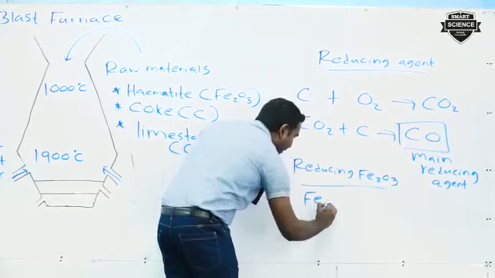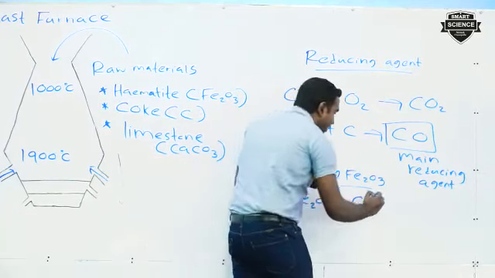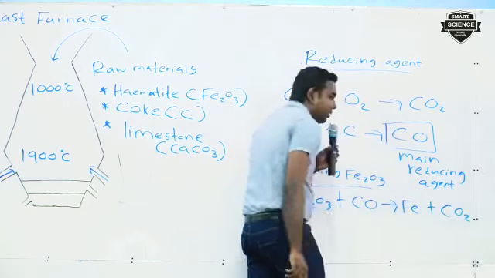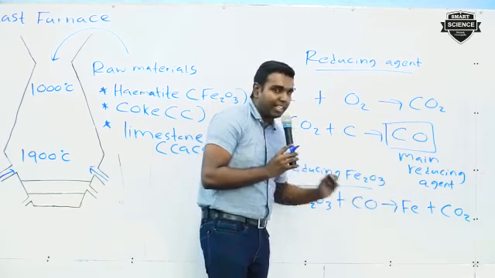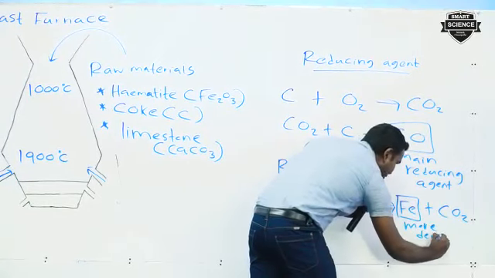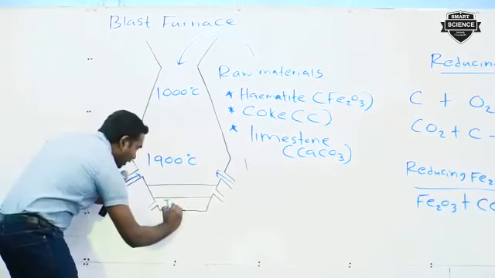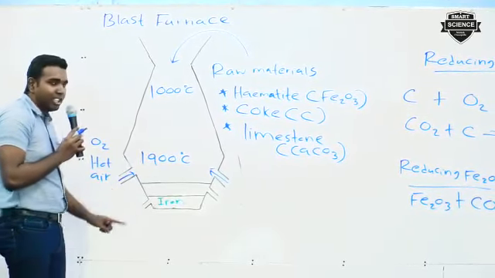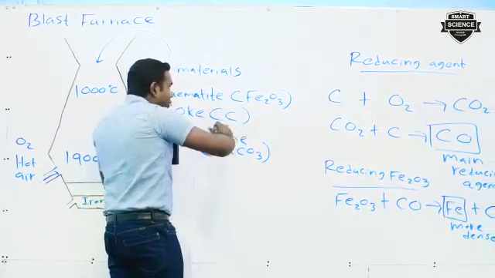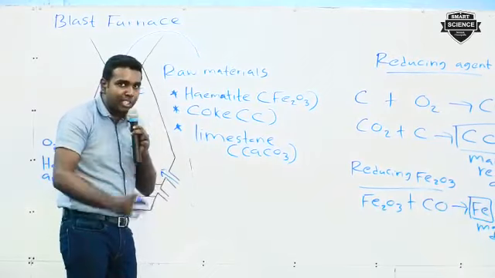Iron 3 oxide reacts with the reducing agent carbon monoxide and forms iron and carbon dioxide. Now you have extracted iron. This extracted iron is more dense, so this iron will deposit at the bottom of the blast furnace. From this hematite, you extracted iron. From this coke, you form the reducing agent.